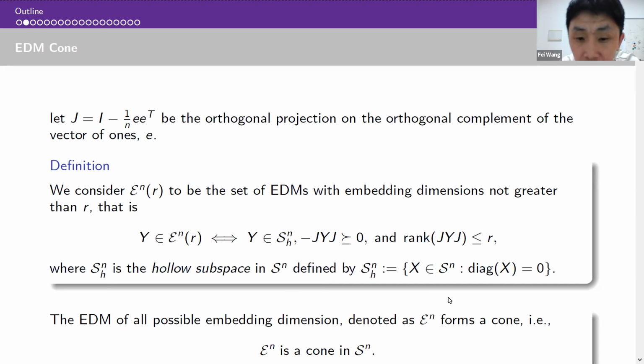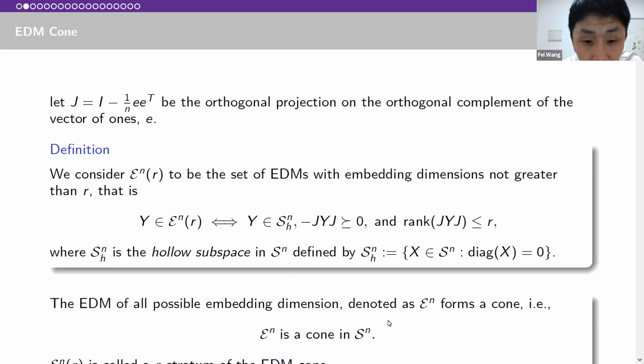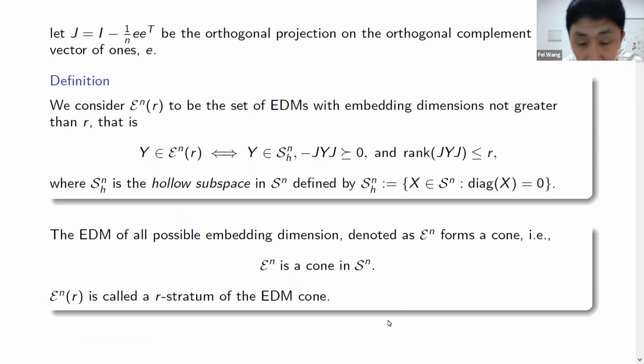The set of EDMs of all possible embedding dimensions, denoted E_n, forms the EDM cone. That is, E_n, the set of all possible embedding dimensions, is a cone in the symmetric n by n space. There is another name for this set E_n^R: the R stratum of the EDM cone. It is made up of the EDMs of embedding dimension not greater than R.